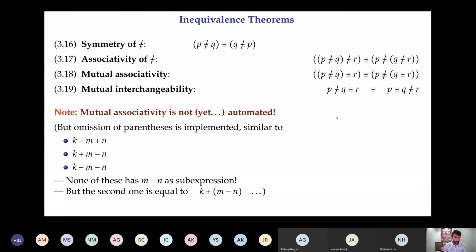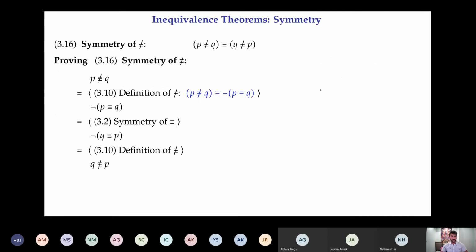Just want to keep an eye on the time. Okay, so here's a simple proof. This time all typed out for your convenience. So we want to show that P is distinct from Q is the same thing as Q is distinct from P, right? We just unpack to get that negation out. Then we apply the symmetry of the underlying operation. Then we repack, right? So this is in the book.